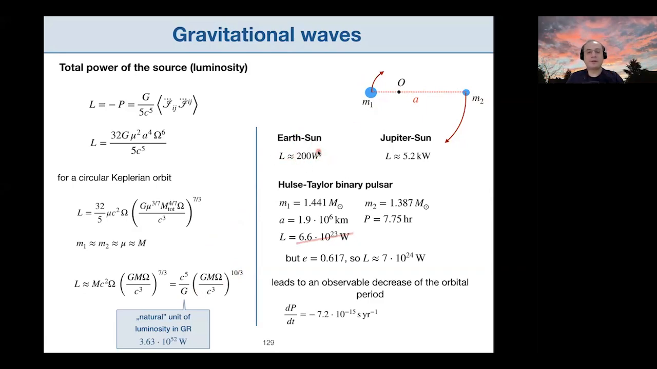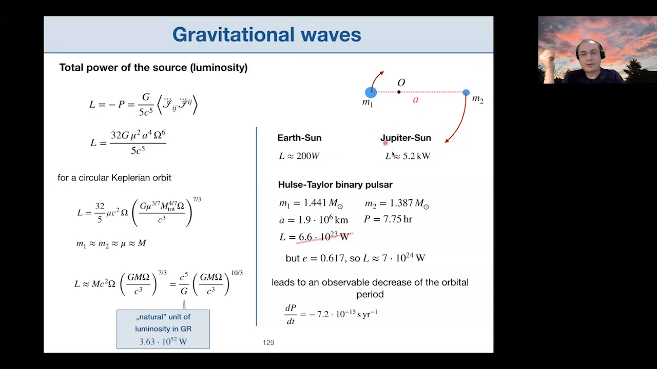The total radiated power of gravitational waves is, very interestingly, a very earthly type of thing, namely 200 watts. That sounds like a reasonable power of, I don't know, electrical devices you use at your home. But from an astronomical perspective, this is a very small number. So gravitational radiation has negligible influence on the dynamics of this system.